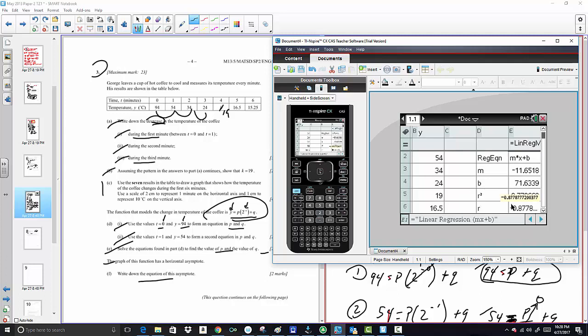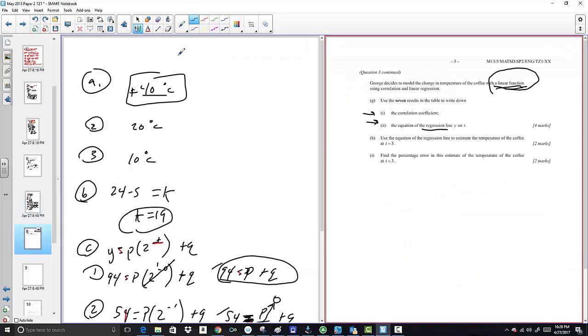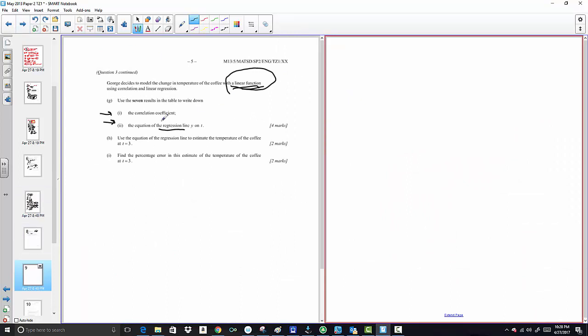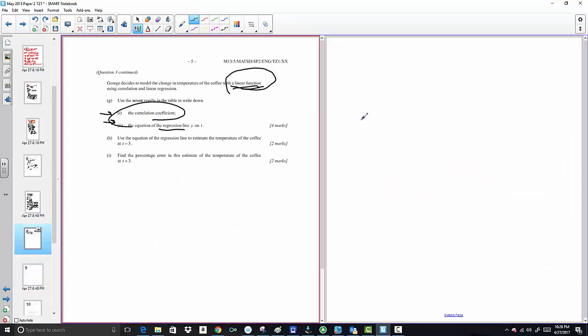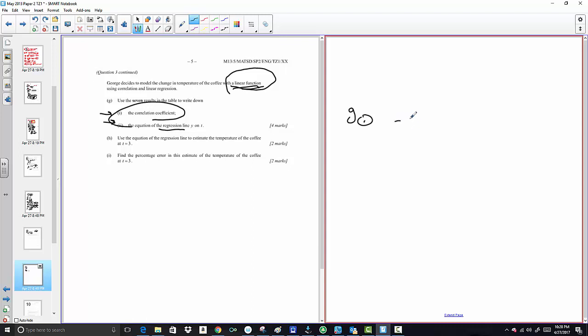But if I just hit down once, it'll give me the Pearson's product moment correlation coefficient, which is negative 0.877. We'll call it negative 0.878. And that was actually one of the questions, as it turns out. It is right here. It says, what is this correlation coefficient? So that G part 1 is negative 0.878. That is your correlation coefficient, okay? So that's your R value, we call it.